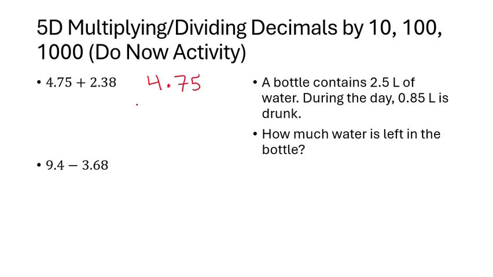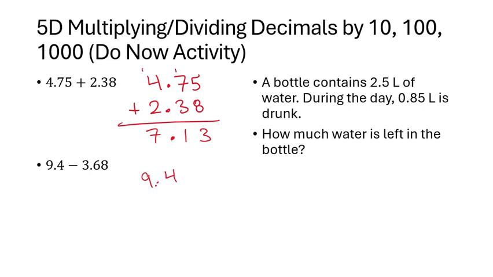So 4.75 plus 2.38. 5 plus 8 is 13, carry the 1. 1 plus 7 is 8, 8 plus 3 is 11, carry the 1. 1 plus 4 is 5, 5 plus 2 is 7.